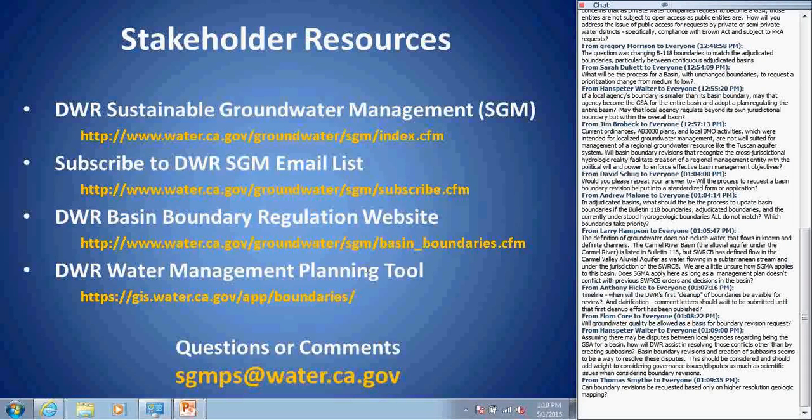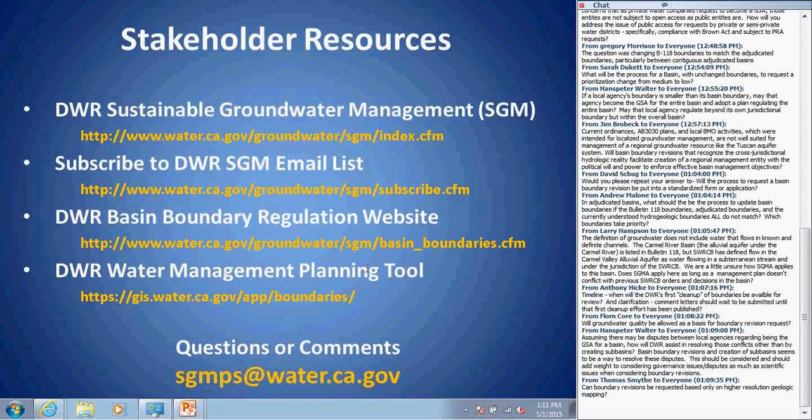About how to resolve disputes between basins, possibly between sub-basins. It seems like one way of doing that is to create sub-basins, but they're very curious to know what DWR wants to or can provide in assistance for resolving conflict between basins.